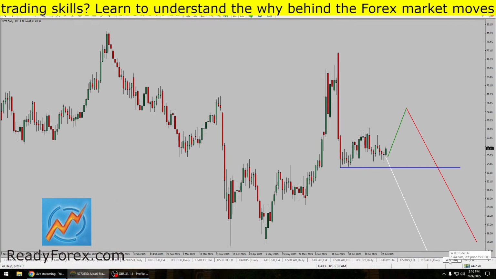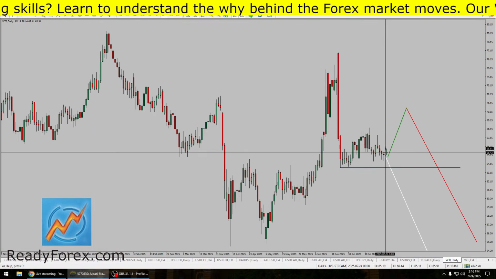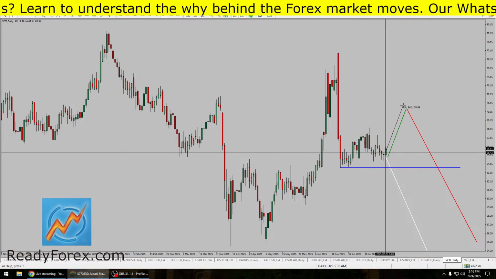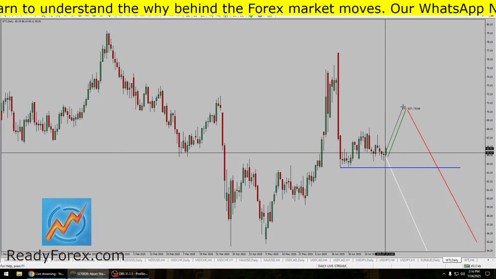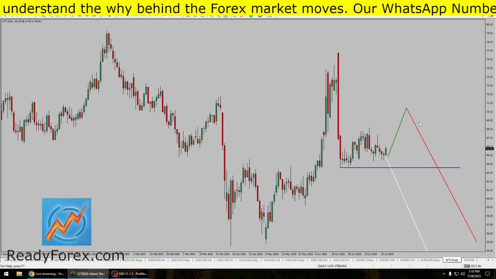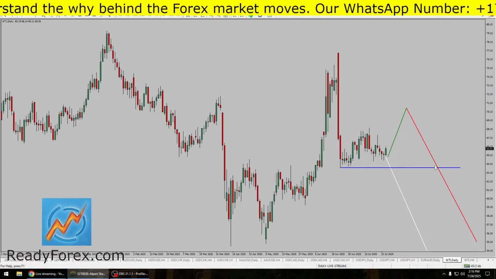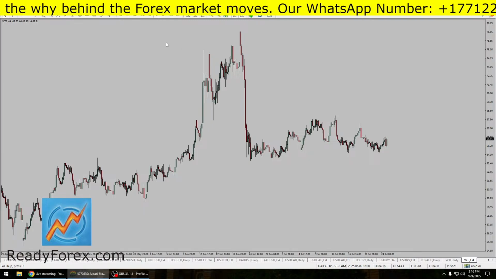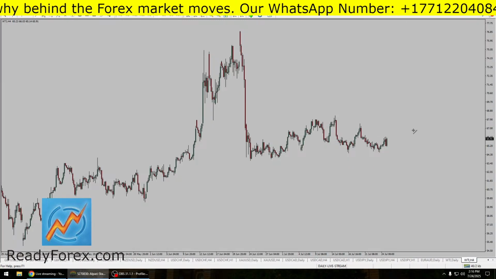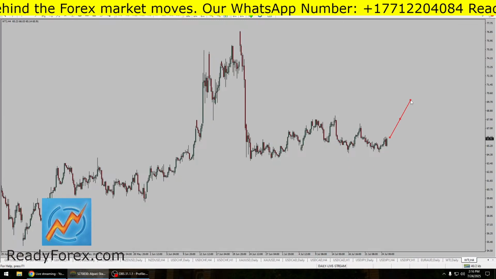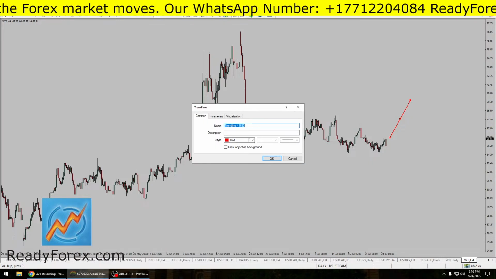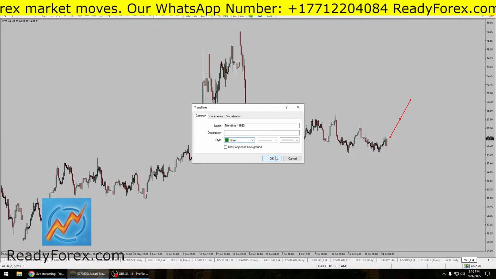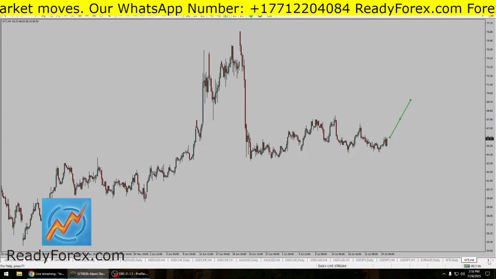Okay, next one is crude oil. The way I see it, WTI crude oil is most likely going to rise up first, and then it's going to drop. So my forecast is bullish for WTI crude oil. The way I see it, WTI crude oil is going to rise up more. Okay, so this is the analysis.